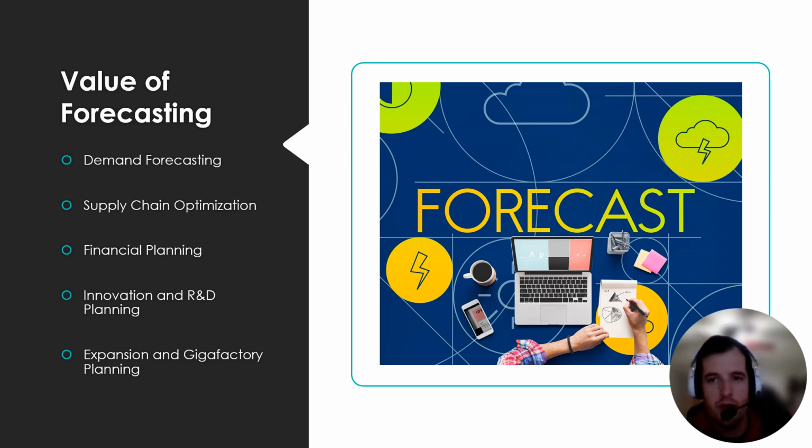Tesla also leverages forecasting to assess market potential for expansion and determine the feasibility of building new gigafactories. By analyzing factors such as regional demand, regulatory environments, and infrastructure availability, the company can make informed decisions to minimize risk and maximize returns. These forecasting strategies collectively empower Tesla to maintain operational efficiency, drive growth, and sustain its leadership in the electric vehicle market.